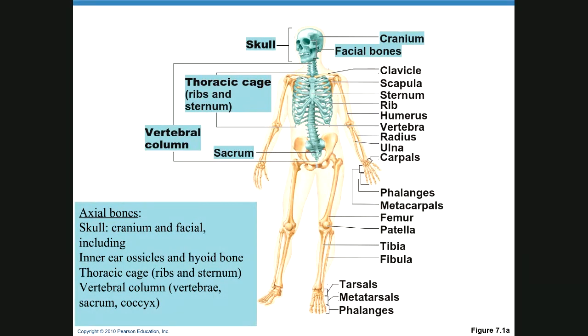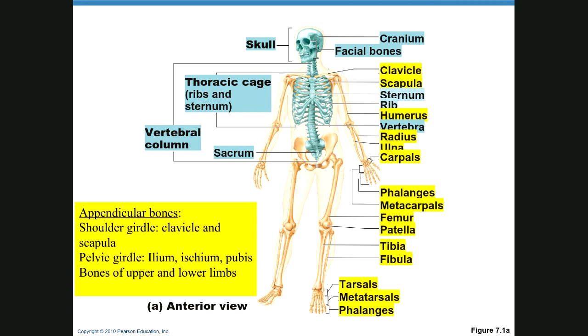The appendicular bones consist of the bones of the upper limb and the lower limbs, and then what we call the girdles. The girdles are going to be the bones that attach the upper limbs to the axial skeleton, and those will be the clavicle and the scapula, and the bones that attach the lower limbs to the axial skeleton, which will be the pelvic bones. So that will be the ilium, ischium, and pubis bone. So these bones may seem to be part of the axial skeleton, but they are not. So be careful with these girdle bones.